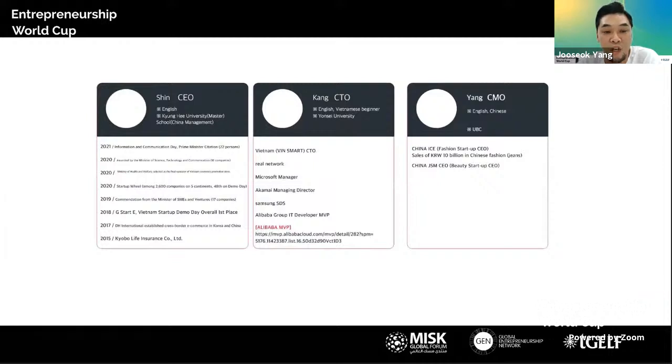That's our team. Our CEO, Mr. Shin, is a finance guy who moved to the trade part. He has 5 years of experience in the trade business. Our CTO, Mr. Kong, is an Alibaba MVP programmer. And CMO is me. I'm from the fashion industry. Thank you.